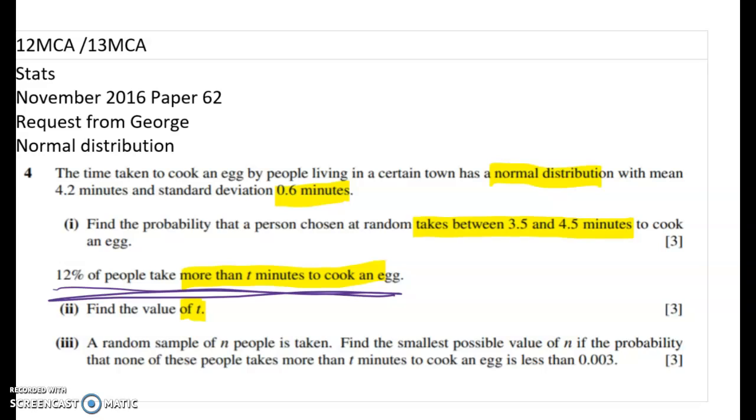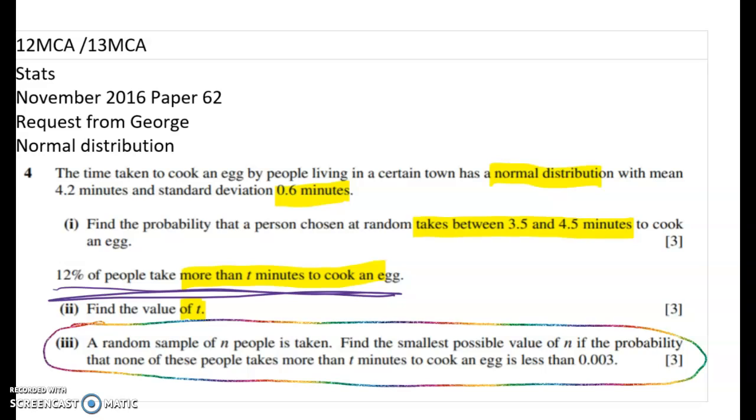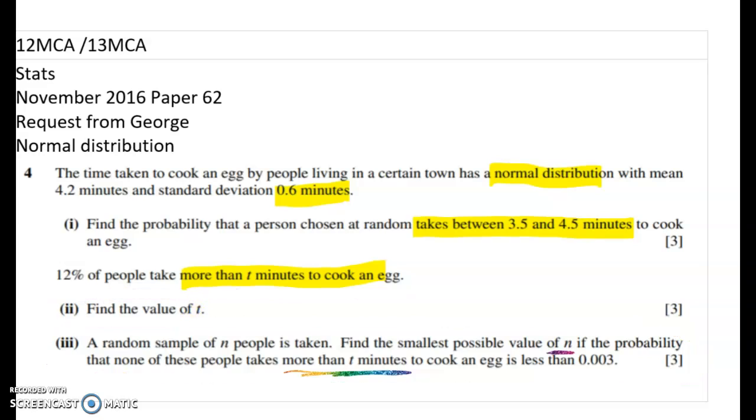Right, this last one looks hard, but it's not if you think about a tree diagram. We've got a random sample of n people. We have to find the smallest possible value of n, in other words, how many people in the sample, if the probability that no one takes more than t minutes to cook an egg is really, really low. Now, even if you mucked up the last part of the question, you can do this pretty easily if you draw a picture like this.